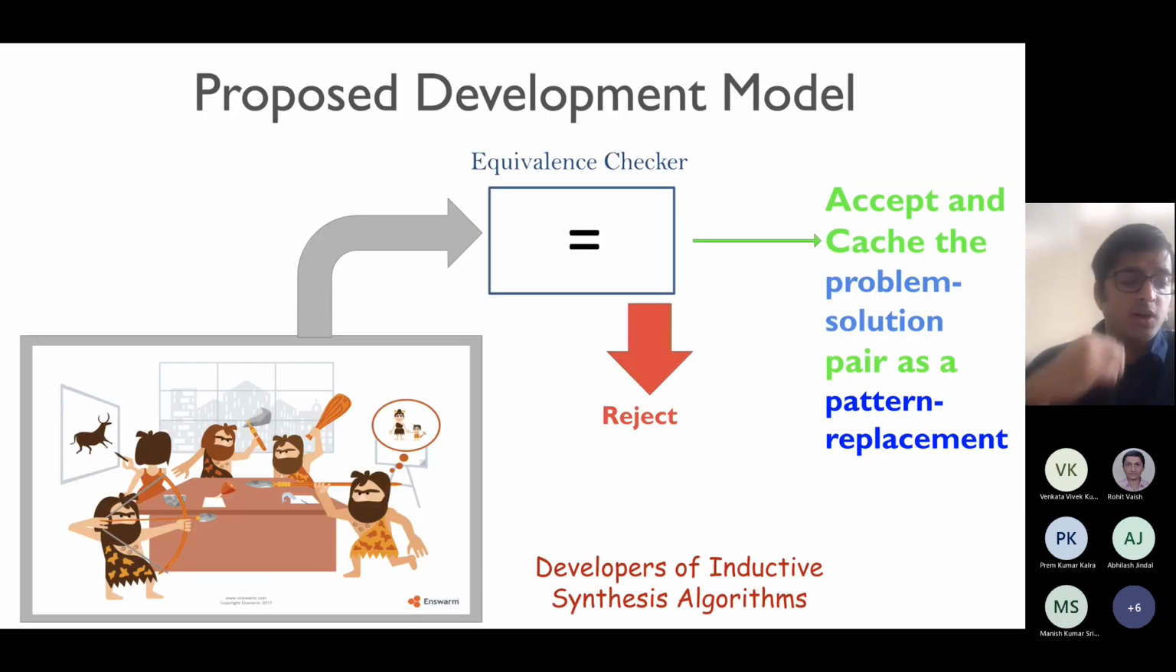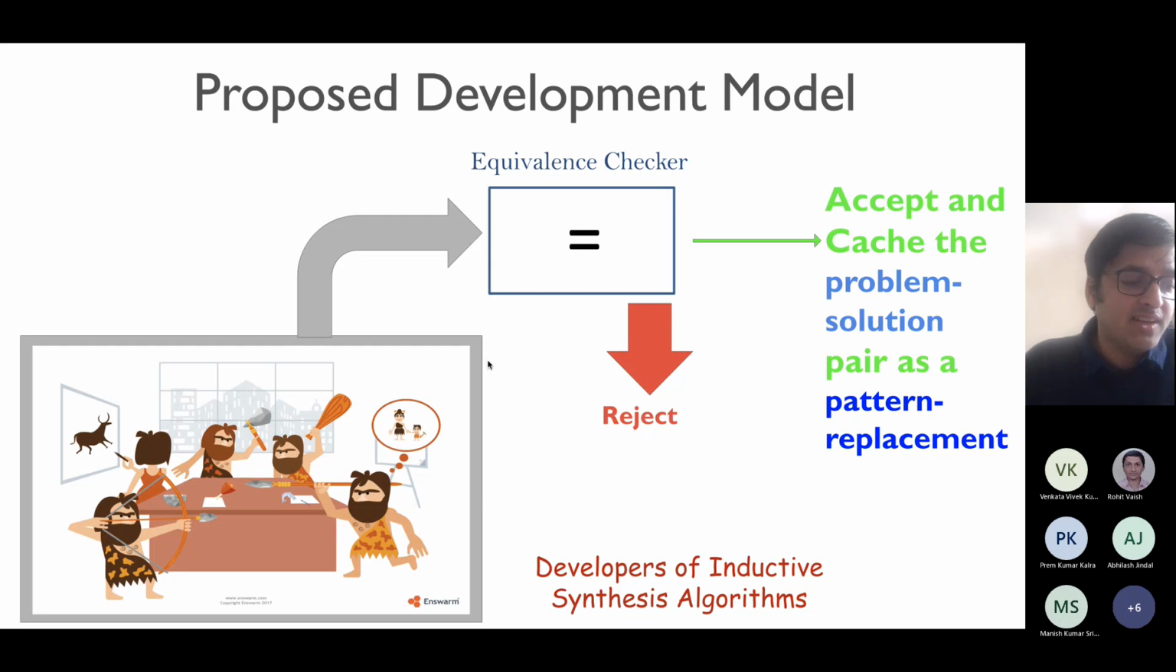So the proposed development model, which we have also been referring to as the super optimization model, looks much different. Here, the inductive synthesis algorithms are rather carefree in what they propose. For example, they may throw all aliasing considerations out of the window and kind of ignore all corner cases and so on. In that sense, the developers of these inductive synthesis algorithms do not need to be very sophisticated compiler experts. They are allowed to just try and see. These people here are just trying some random stuff.